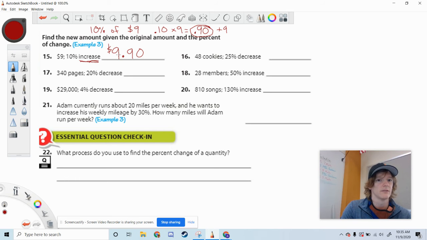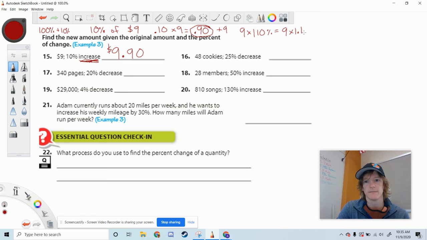Another thing we could also do is this number here is 100%, and 10% of $9, because we're increasing by 10%, and we're still going to include our 100%, our full amount at the beginning. So we could also do 9 times, not 100%, 110%, which would then be 9 times 1.1, because that's what it is as a decimal. You move your decimal 2 spots left, which would give you 9.9.